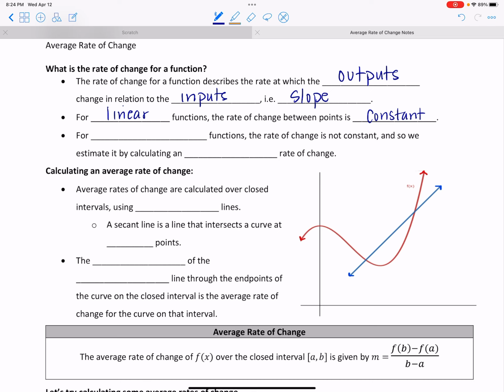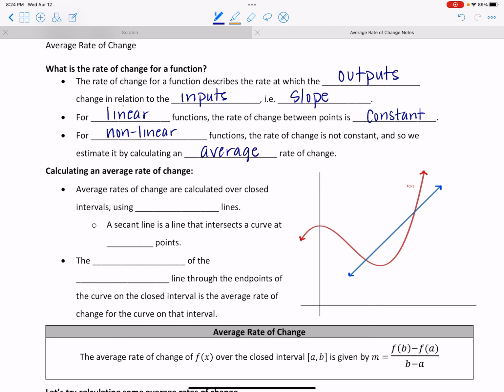However, if your function is not linear, so for any non-linear function, your rate of change is not constant. It will vary depending on what kind of function you're looking at and where you are on the function. So the best we can do is estimate a rate of change by calculating an average over a specific interval. So we estimate it by calculating an average rate of change.